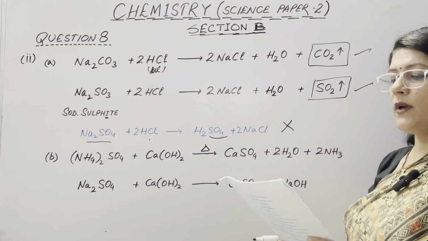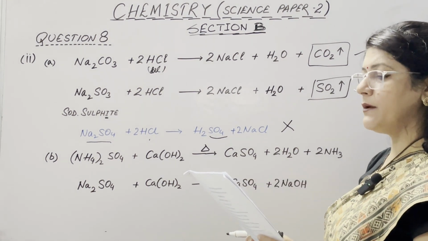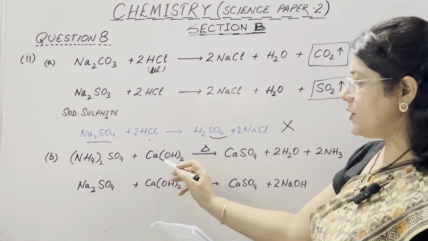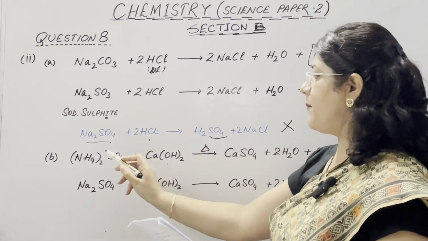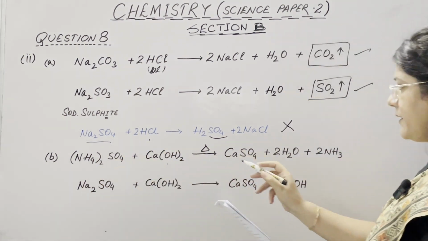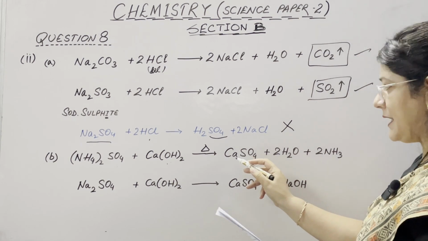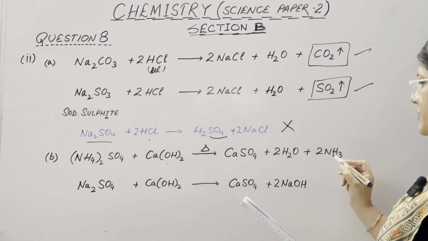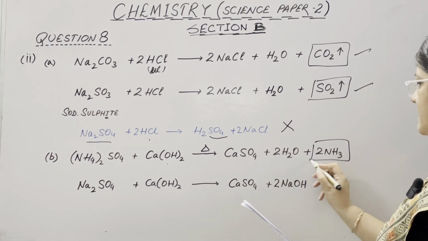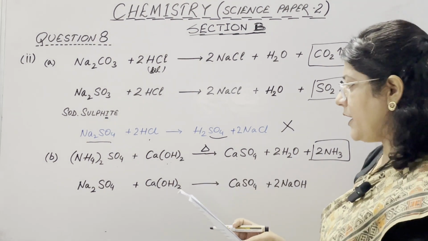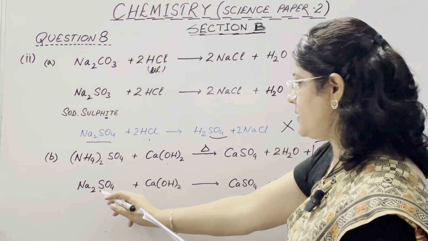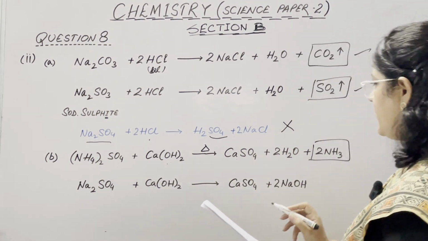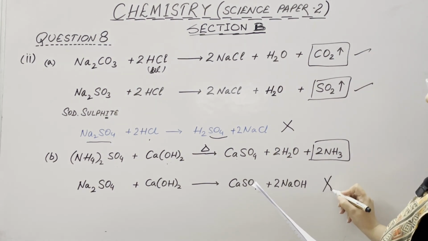In B part, ammonium sulfate and sodium sulfate by using calcium hydroxide. If we use calcium hydroxide along with ammonium sulfate and heat them, then calcium sulfate is produced along with water and ammonia gas is released. And if we use sodium sulfate along with calcium hydroxide, then ammonia gas will not be liberated over here.